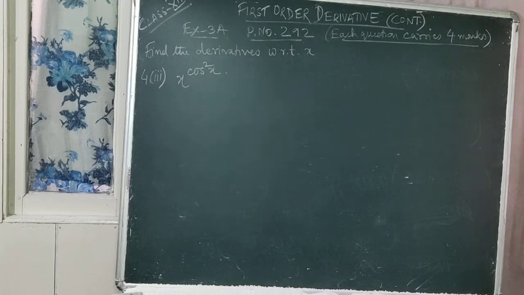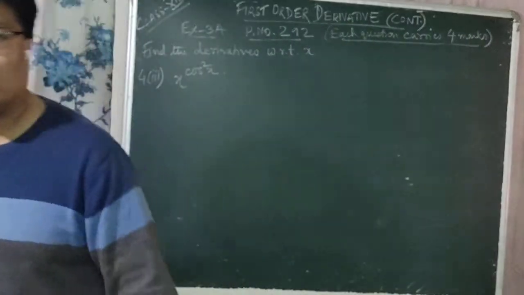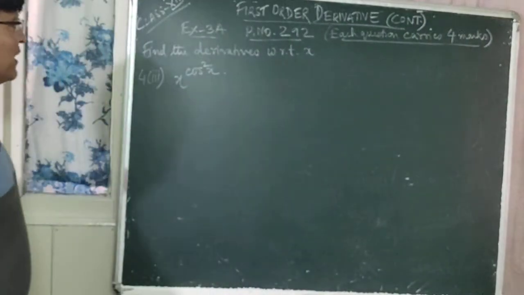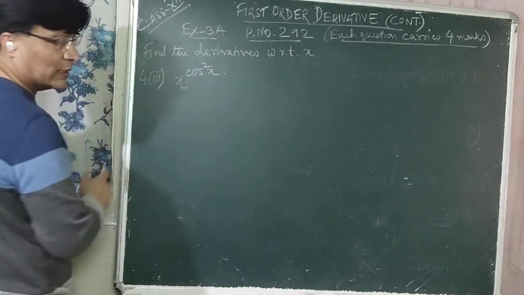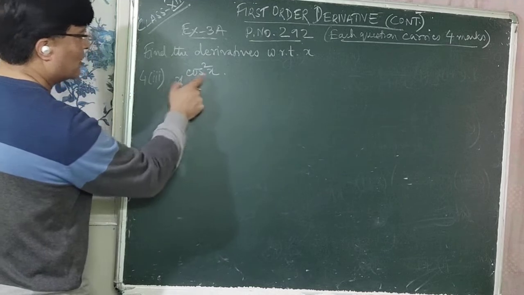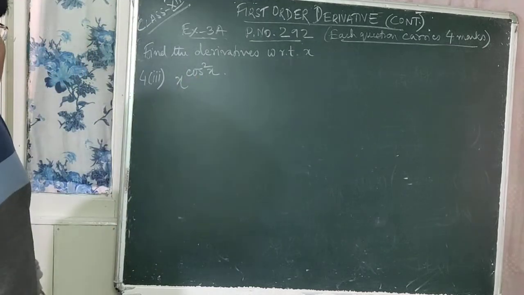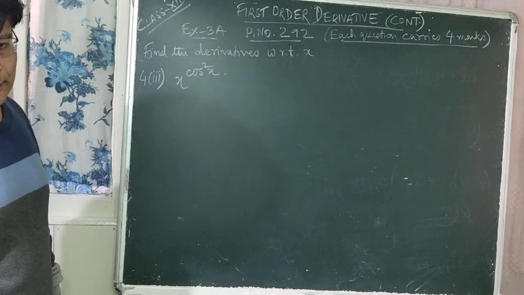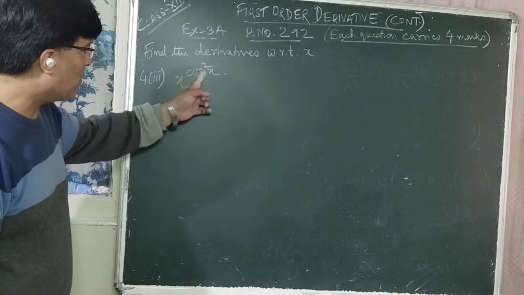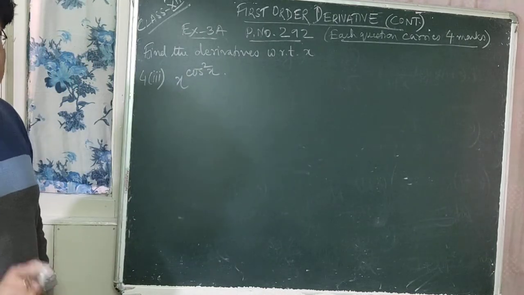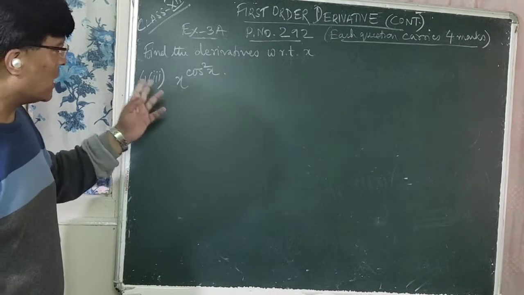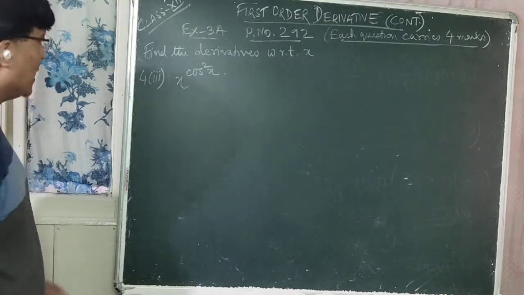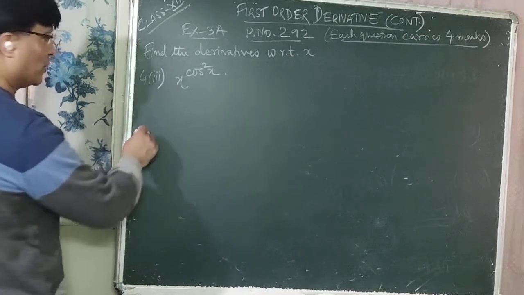Now let's do the next question. Find the derivative with respect to x of the function x to the power cos square x. Again, both the base and the powers are the variables here. So you should take log here. So first of all, you have to assume this x to the power cos square x as y. So this is question number 4.3.